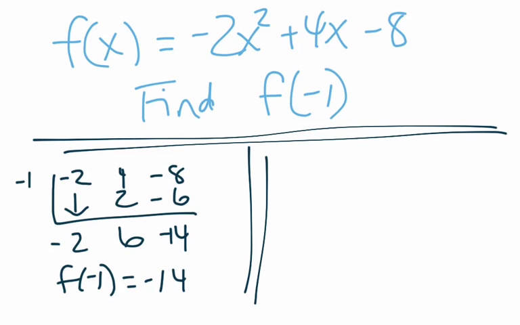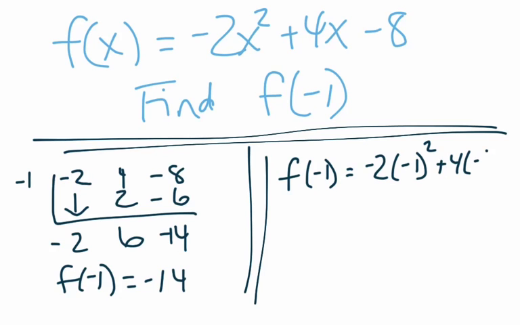And then what I'll do, just for fun, is we'll do this the other way. We're going to plug in the negative 1. And we should get the same answer. So evaluate just means plug it in and simplify. F of negative 1, and then we have to follow order of operations. So order of operations says you do exponents first. Negative 1 times negative 1 is positive 1.